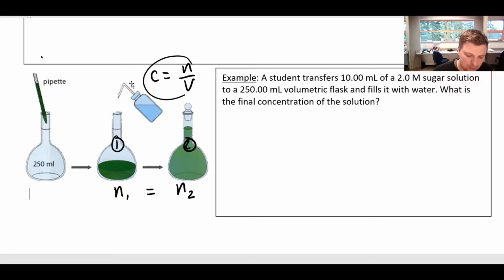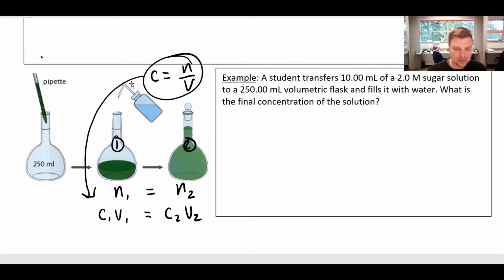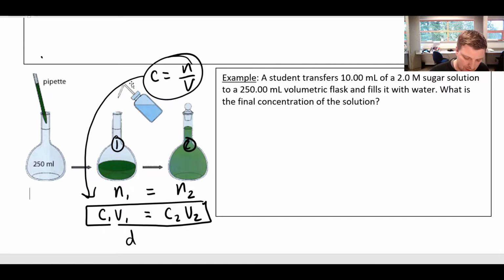If I take this formula and rework it algebraically, I can see that the number of moles will equal the concentration times the volume. So I could say that the concentration of 1 times the volume of 1 has to equal the concentration of 2 times the volume of 2, which is just another way of saying that our solution is going to have the same number of moles in it. It's just going to change in concentration. And so this is something called the dilution equation. That might be a useful one for you to understand.